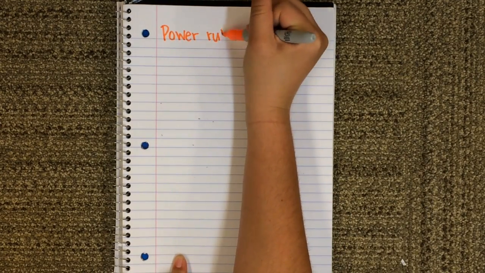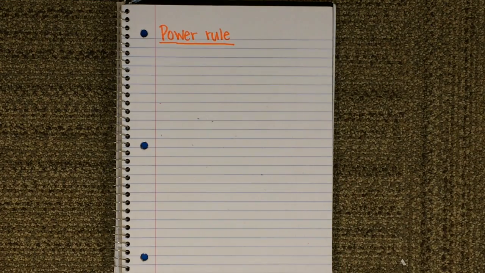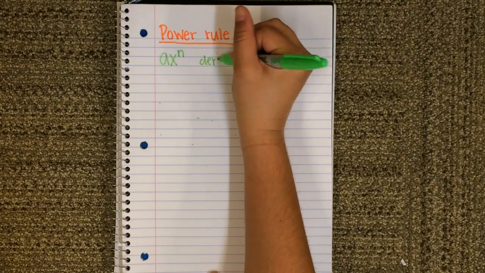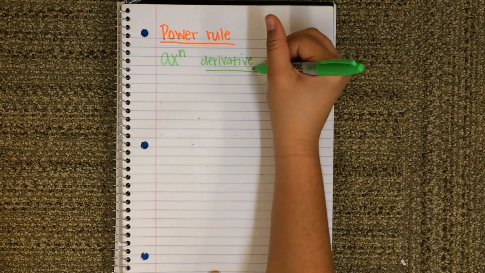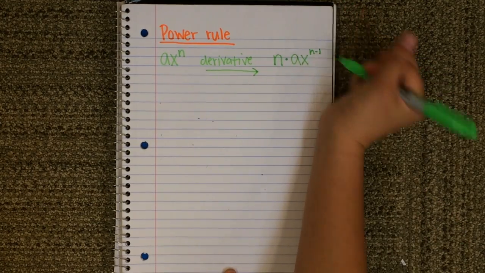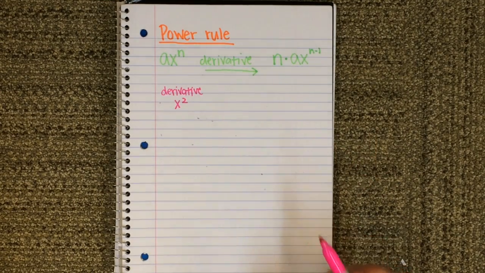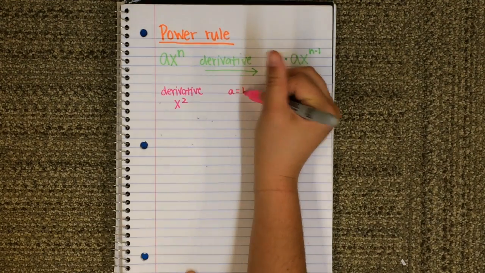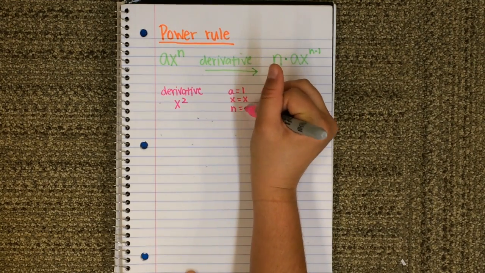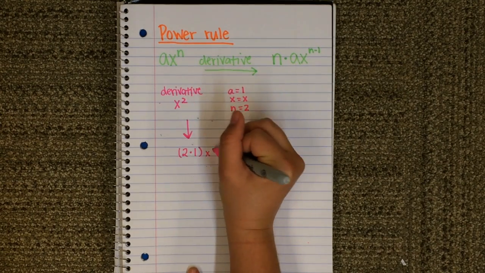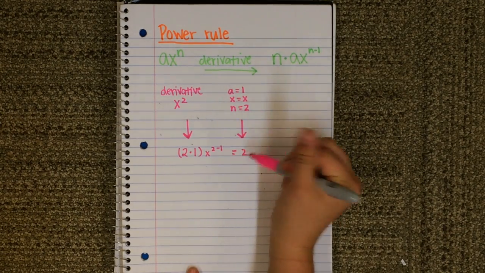You find out that the power rule is that for any polynomial function of the form ax^n, the derivative of ax^n is n times ax^(n-1). So if we wanted to take the derivative of x squared, we can say a equals 1, x equals, well, x, and n equals 2. And so the derivative would be 2 times 1, x to the 2 minus 1, which is just 2x.